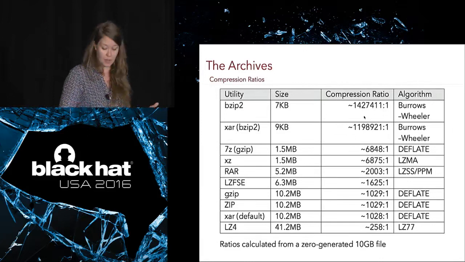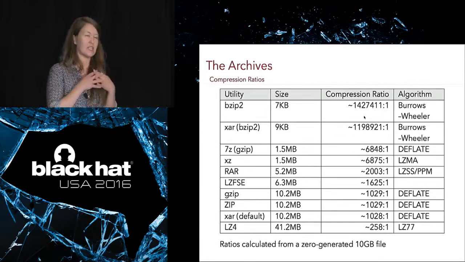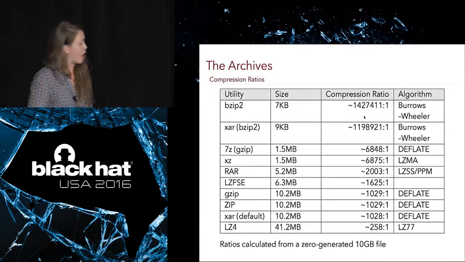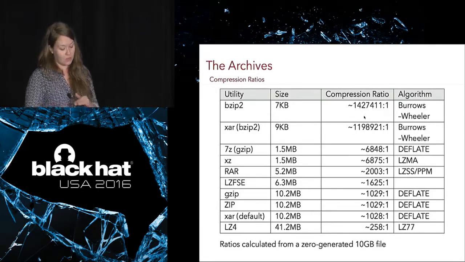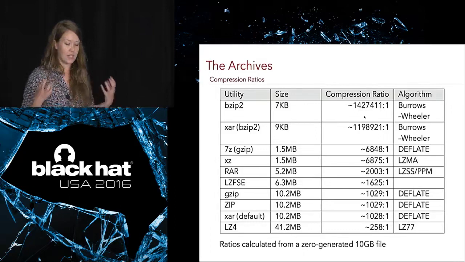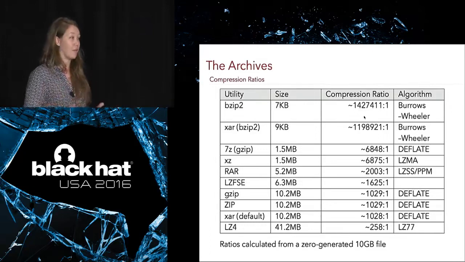As you can see, there is a significant difference when it comes to the Deflate implementation. 7Z's GZIP implementation is just light years ahead of the other utilities. And there's a small difference between BZIP2 and Czar's implementation. But it just really highlights the fact that simply because they're both implementing the same algorithm, that does not make them equal.